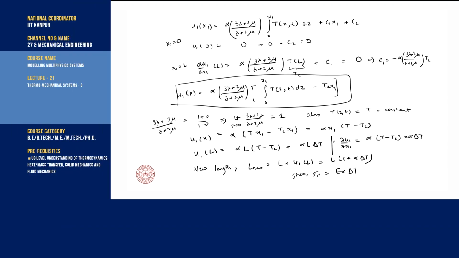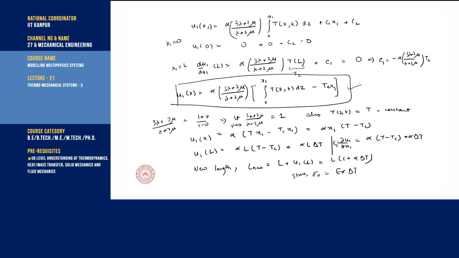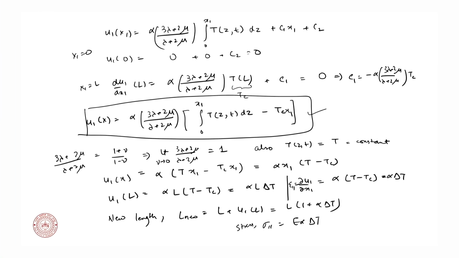That is your strain, this is epsilon 1, right? But this is a very special case of a one dimension expansion. We have taken the Poisson's ratio to be tending to 0, and then this is the case. For a more general case, we will take this set of solution where u1 of x is alpha (3 lambda plus 2 mu) over (lambda plus 2 mu) times the integration of T dz minus Tc into x1. All right, so this is for a linear system.